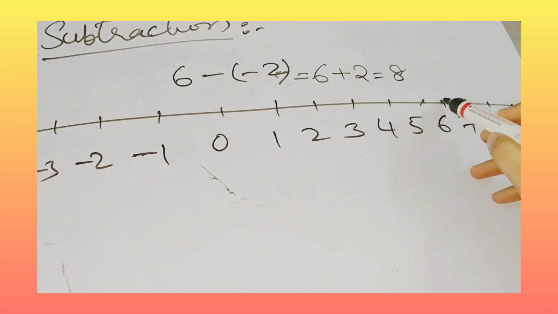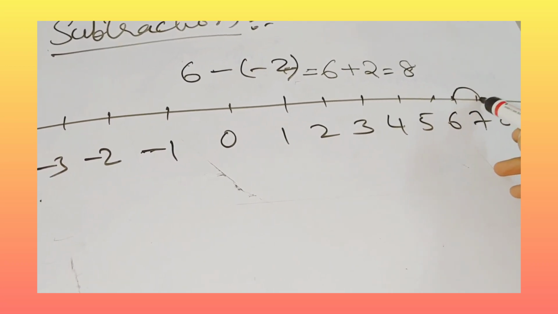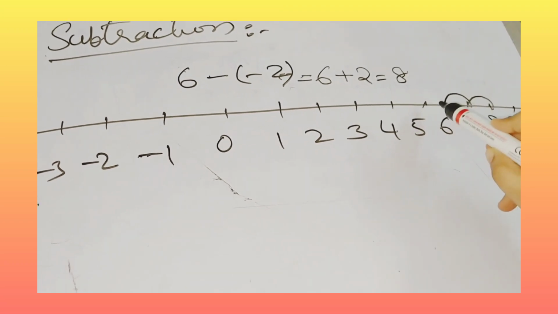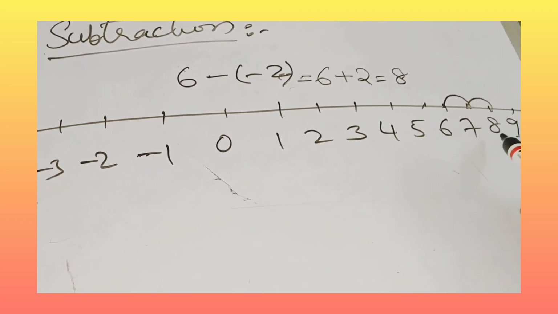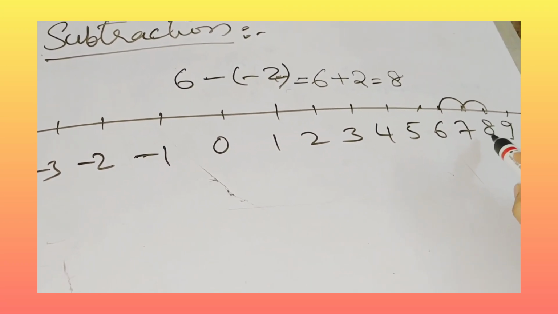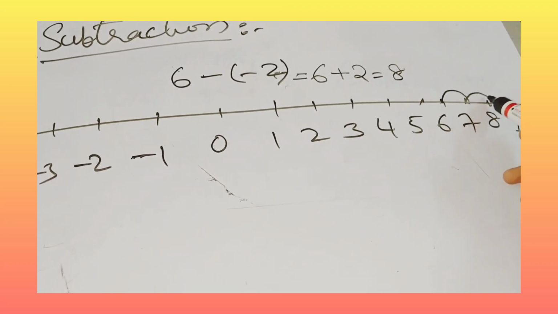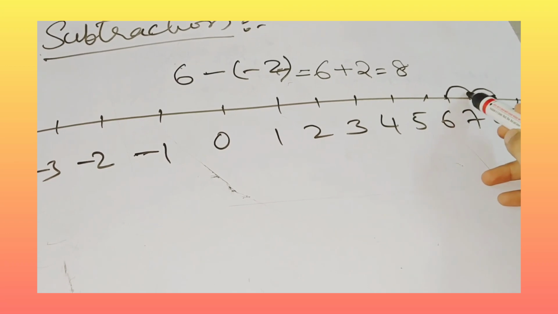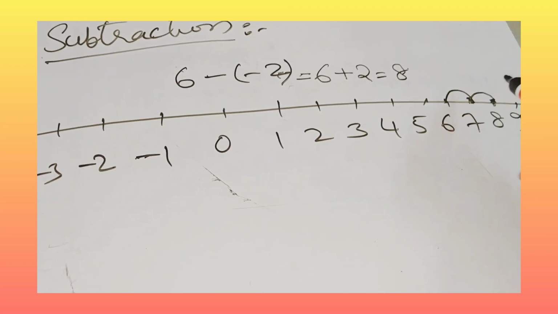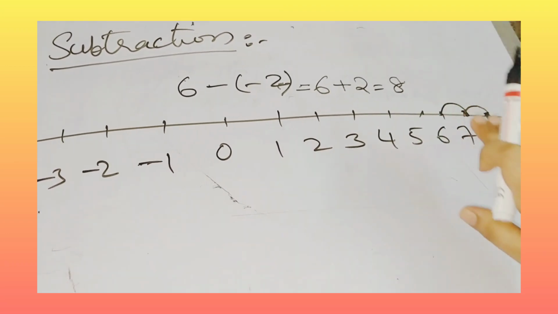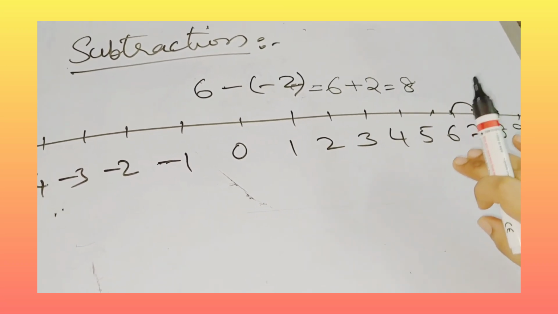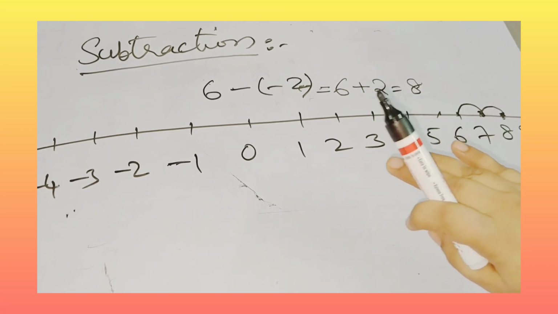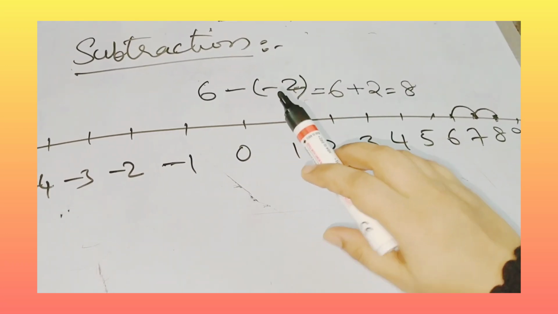1, 2. We are moving the curve. 1, 2. 6 plus 2 is again 8. So here we have to keep arrows. Here we have to keep arrows, so we are moving it to the right side. Same as what we have done in addition. So don't get confused if minus of minus is there.